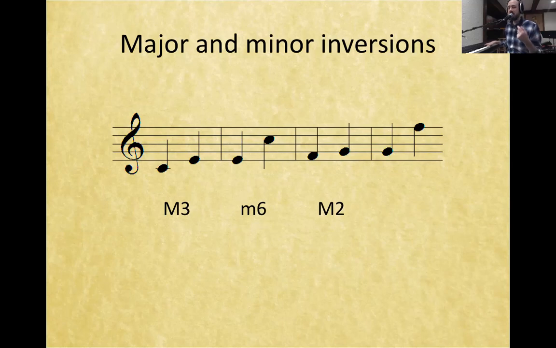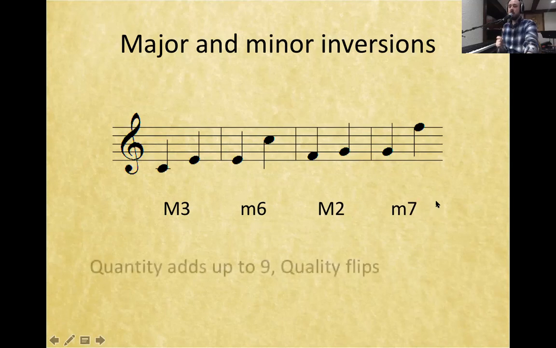So that means G to F sharp would be a major seventh. So G to F natural is a minor seventh, right? So we've got two things happening here. Number one, the intervals add to 9, right? 3 plus 6 is 9. 2 plus 7 is 9.